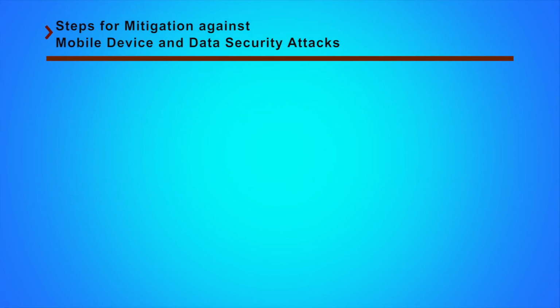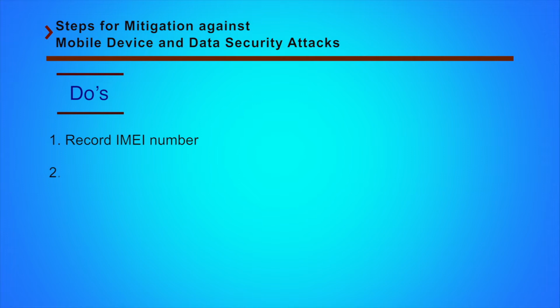Now let us discuss some of the steps for mitigation against mobile device and data security attacks. Here are some of the recommended steps. Do's. Record IMEI number. Record the unique 15-digit IMEI number. In case mobile phone is stolen or lost, this IMEI number is required for registering complaint at police station and may help in tracking your mobile phone through your service provider. Enable device locking. Use auto lock to automatically lock the phone or keypad lock protected by passcode or security patterns to restrict access to your mobile phone.